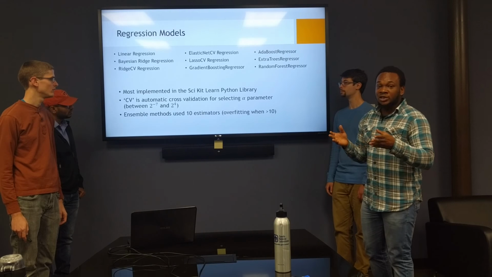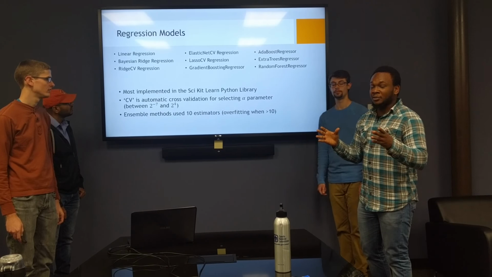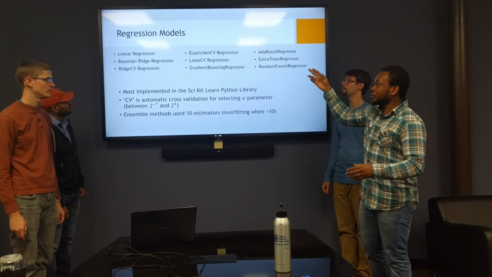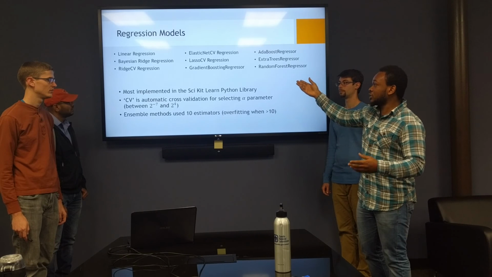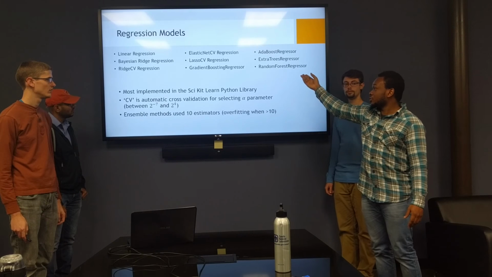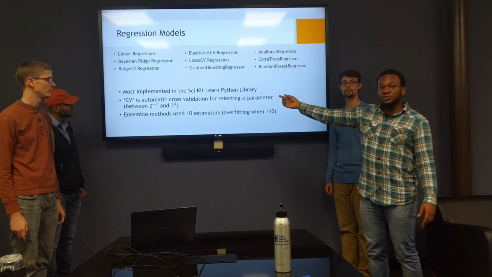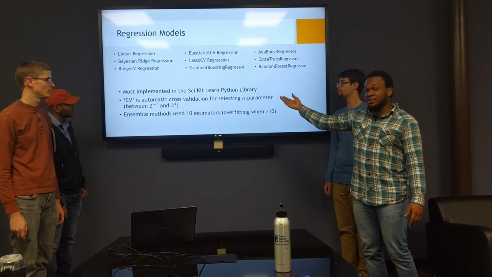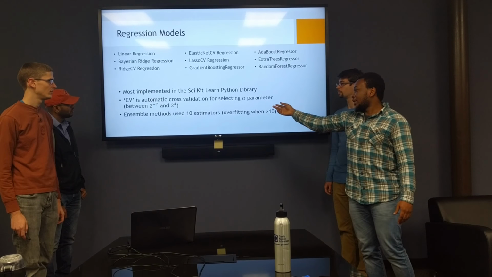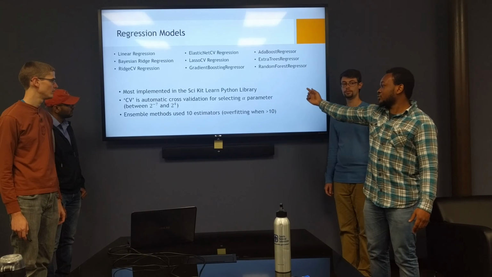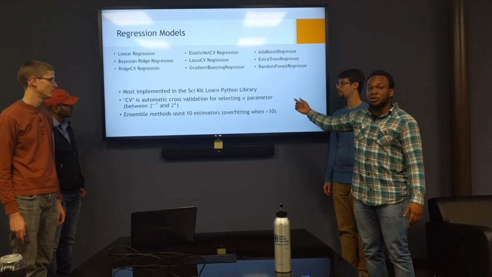In order to predict the actual plus minus for different player matchups, we implemented regression models to solve this problem. As you can see, these are some of the regression models that we implemented. We did cross validation to try and estimate the best parameters for our models. And for the ensemble method, we chose 10 estimators, and found that with more than 10 estimators, the models tend to overfit.